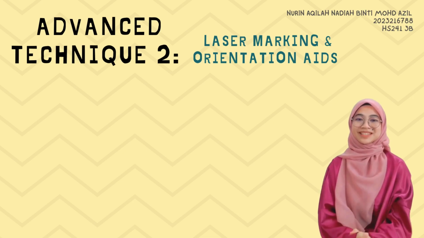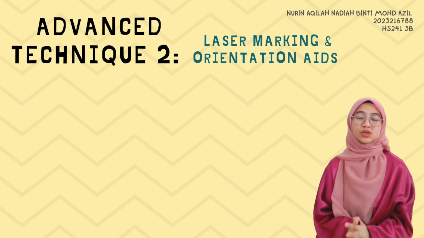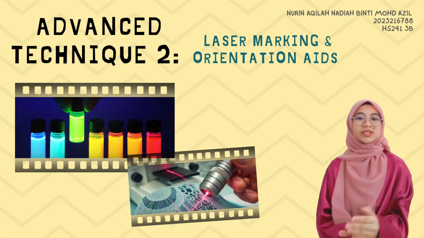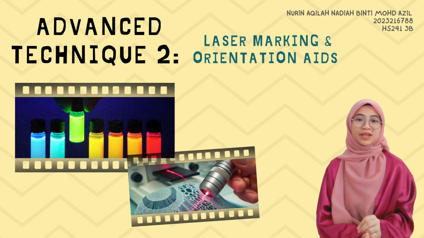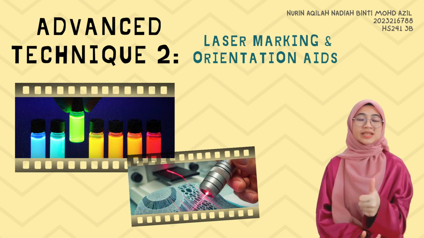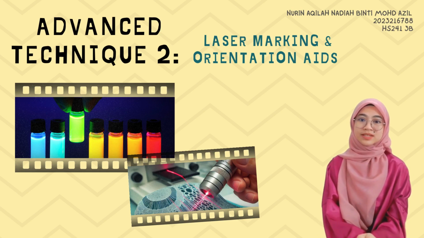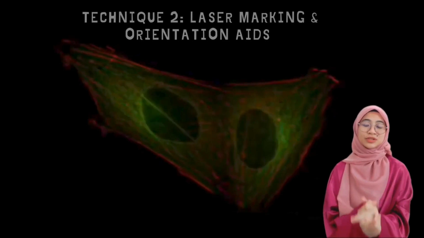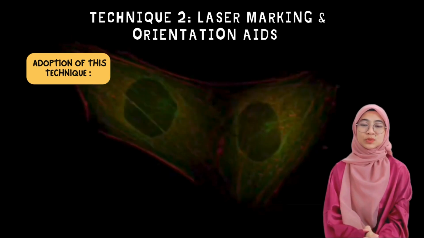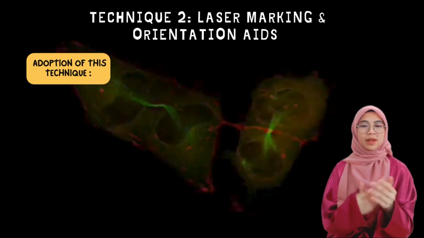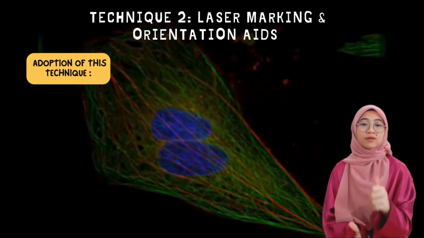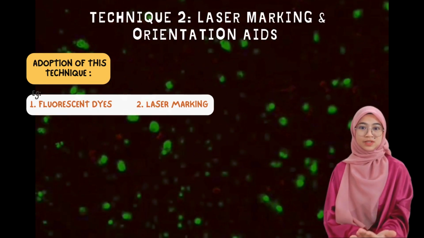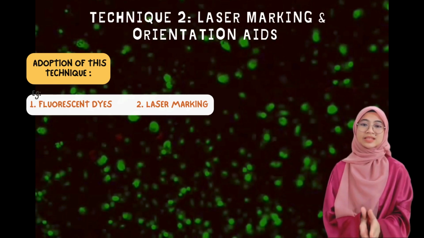The next advanced techniques that have been used in tissue grossing relate to tissue marking and orientation aids, which can be divided into two. The first one is specimen inking with fluorescent dyes, and the second one is laser marking. Traditionally, color ink has been used to mark tissue margins, but now advanced methods like fluorescent dyes and laser markings are making grossing even faster, more precise, and less prone to error.